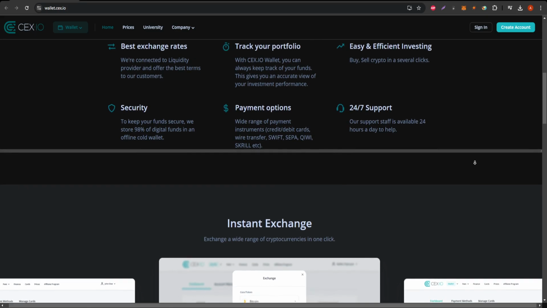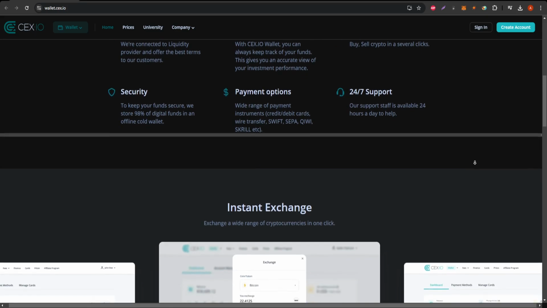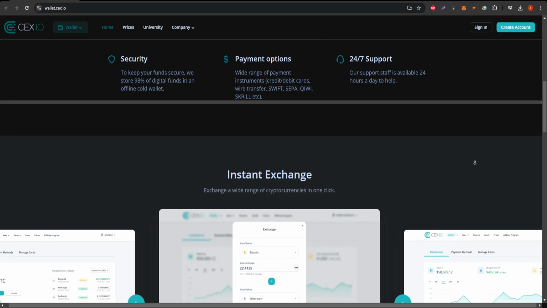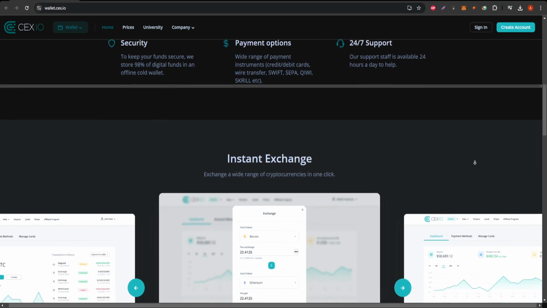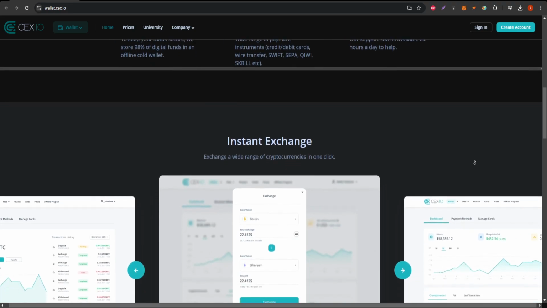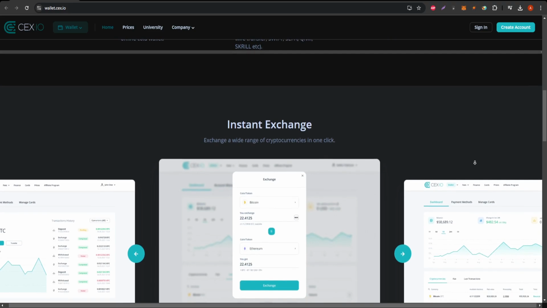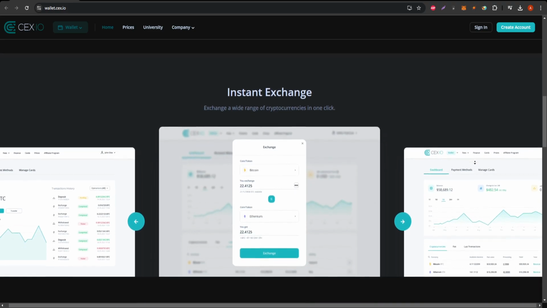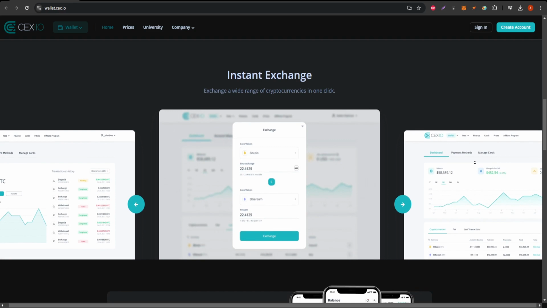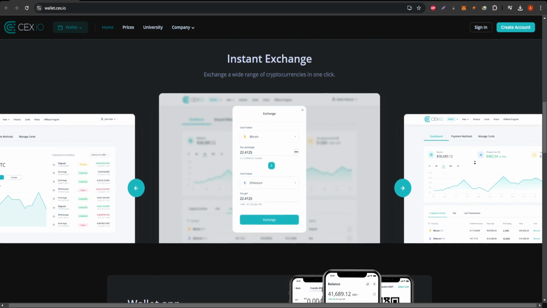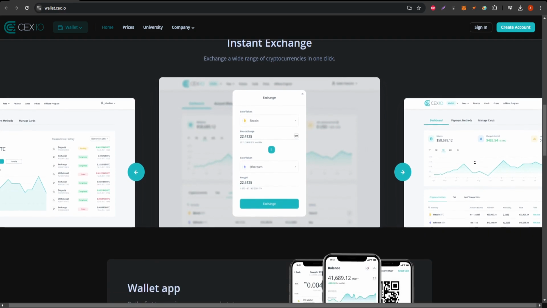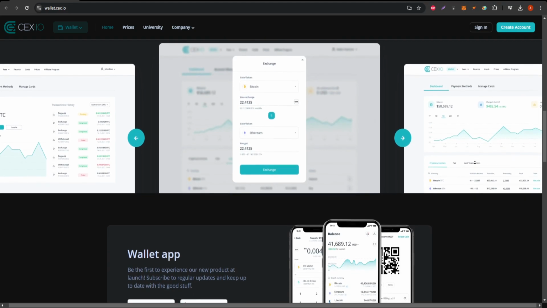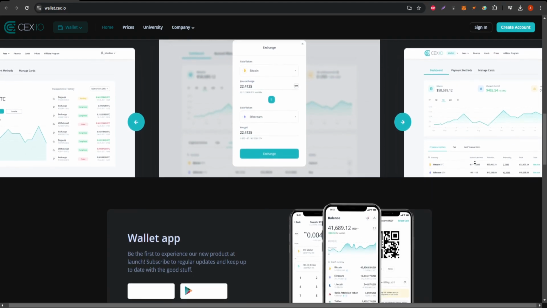Once logged in, the dashboard gives you access to trading options, wallet management, and staking services. The wallet section allows you to deposit, withdraw, and store various cryptocurrencies securely. CEX.io supports major cryptocurrencies like Bitcoin, Ethereum, USDT, and many altcoins, offering flexibility in managing your portfolio. You also find staking opportunities directly integrated, allowing you to earn passive income on your holdings.